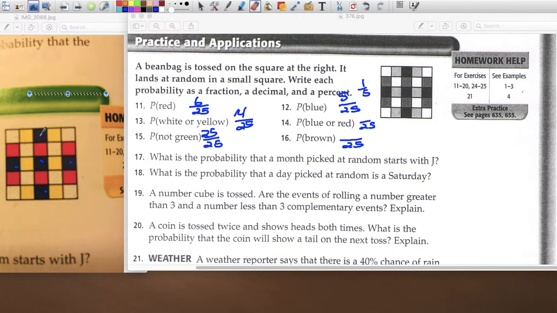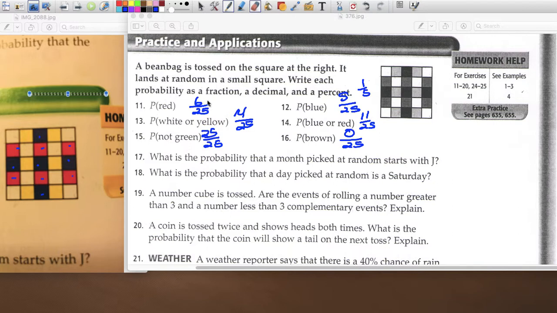Blue or red? Well, blue, there's 5, right? Let me just do it again. We're counting all the blues and all the reds: 1, 2, 3, 4, 5, 6, 7, 8, 9, 10, 11. And brown? Is there brown here? No, there's no brown, so it's 0 out of 25.